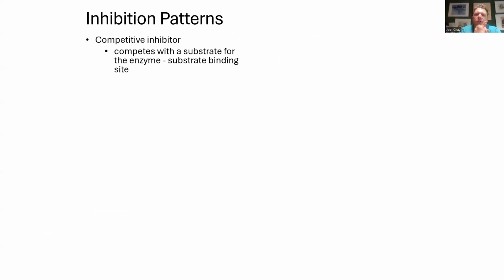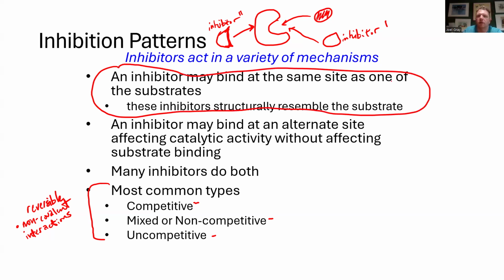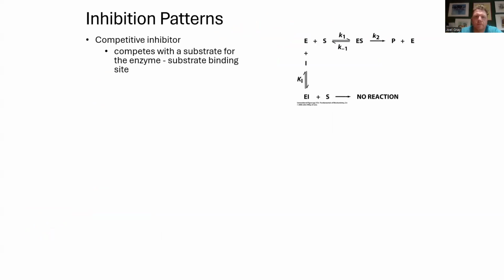Inhibition patterns. This first type of inhibitor, known as a competitive inhibitor, competes with the substrate for the enzyme, specifically the substrate binding site. Now, if we bounce back, an inhibitor may bind at the same site as one of the substrates. This is a competitive inhibitor. Okay. Now, this notation right here, E, S, E, S, P, E, we've seen that before, and this is known as the Cleland notation.